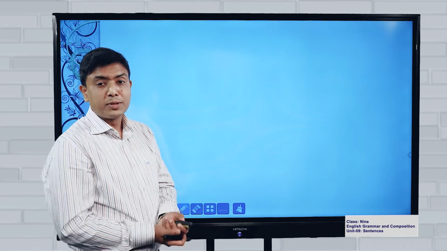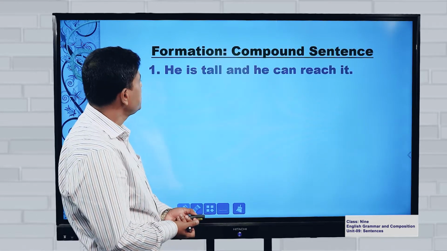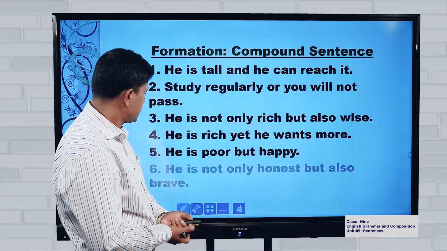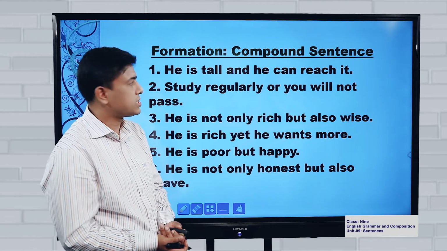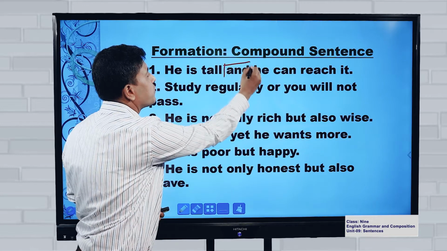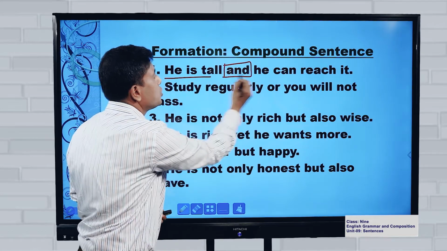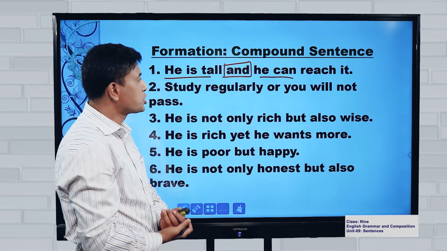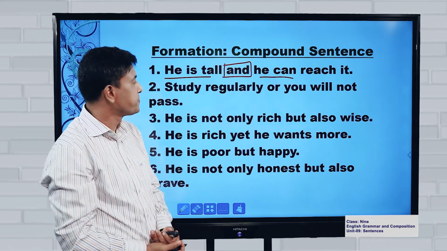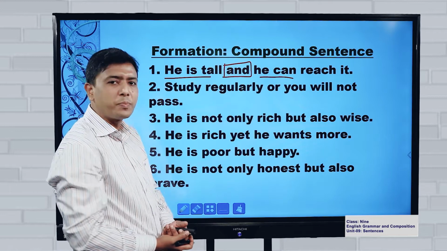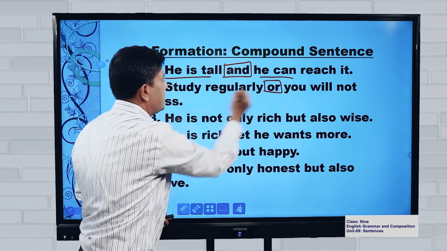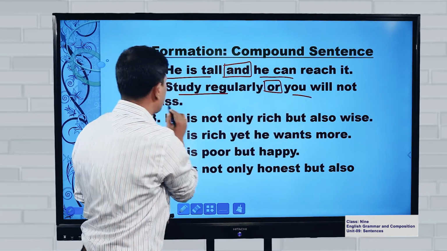Now some more examples of compound sentences. You see, there are 6 sentences. The first one, he is tall and he can reach it. By the use of this connector, we have 2 independent clauses. He is tall and he can reach it. Second one, study regularly or you will not pass. Use of connector and 2 independent clauses.